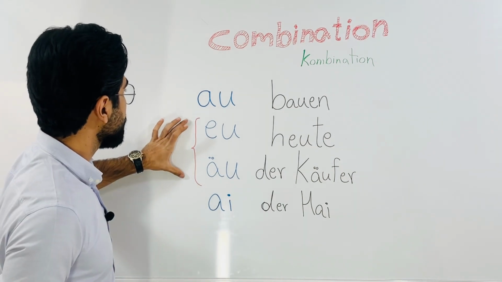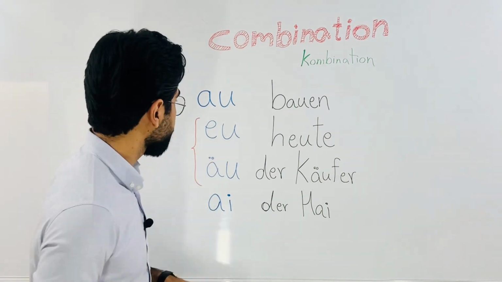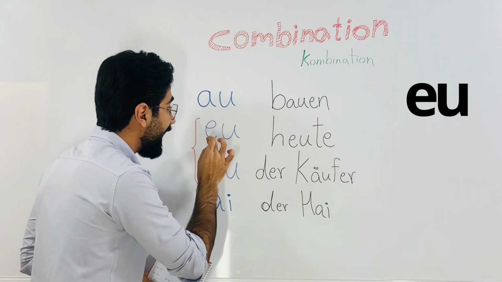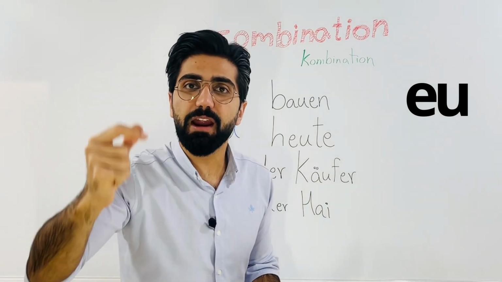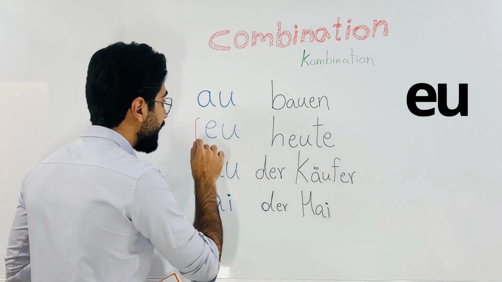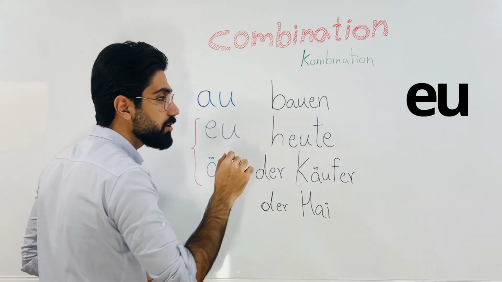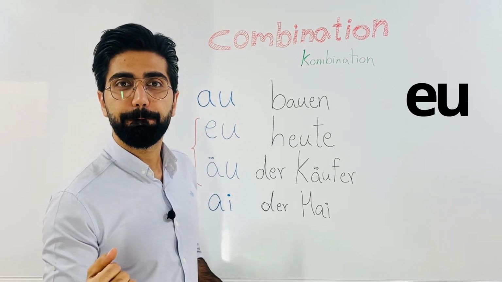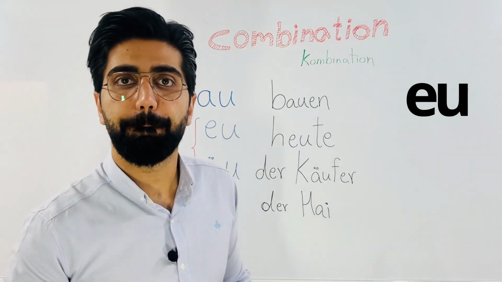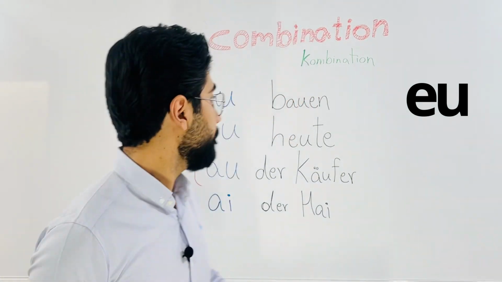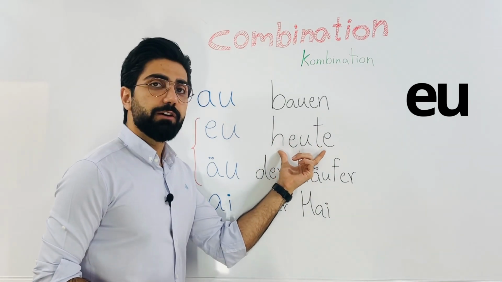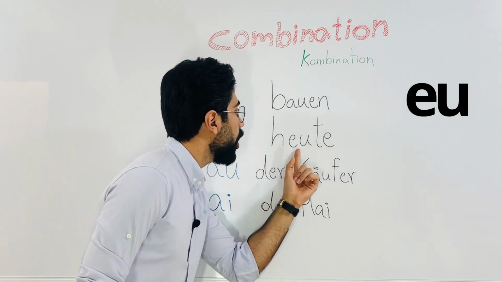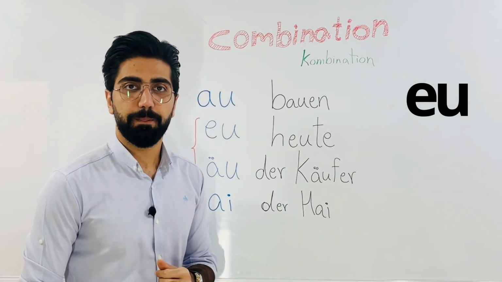The second combination has two forms. The first one is E und U. Please pay attention, they are very, very important. E U sounds like oi. Please repeat after me: oi. What do we have here? Heute. Heute. Here we have the combination.